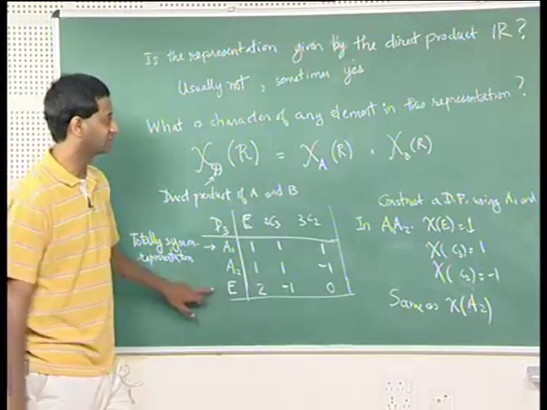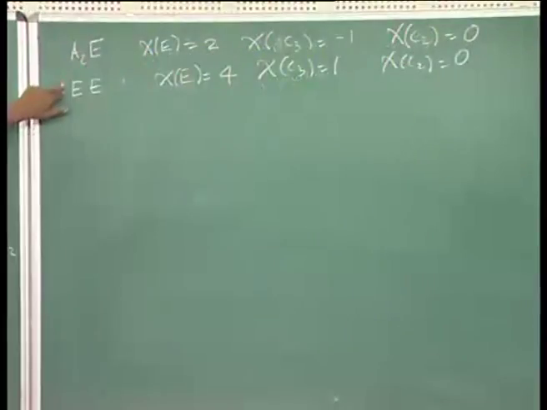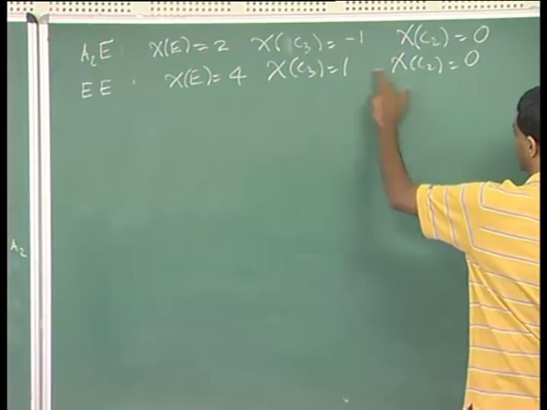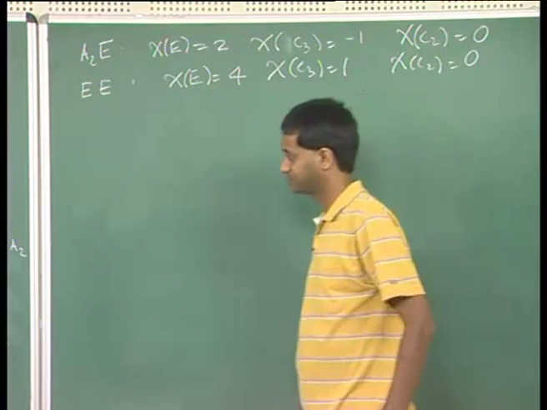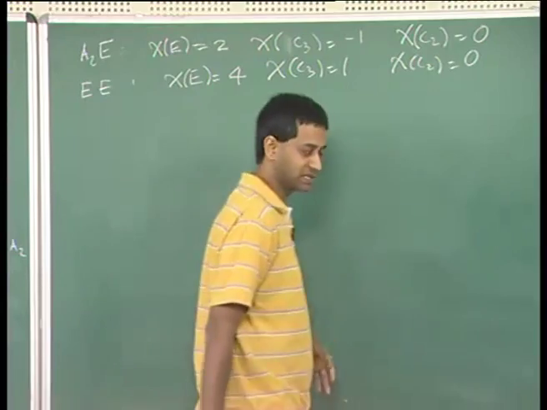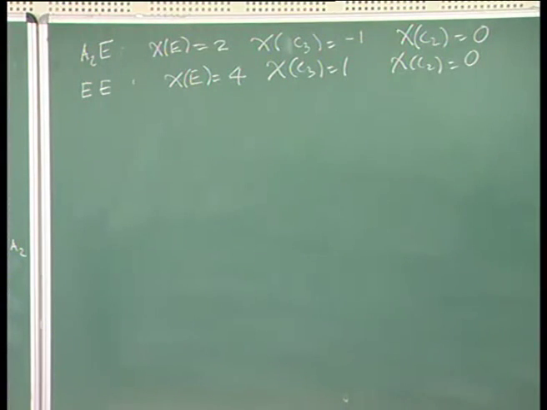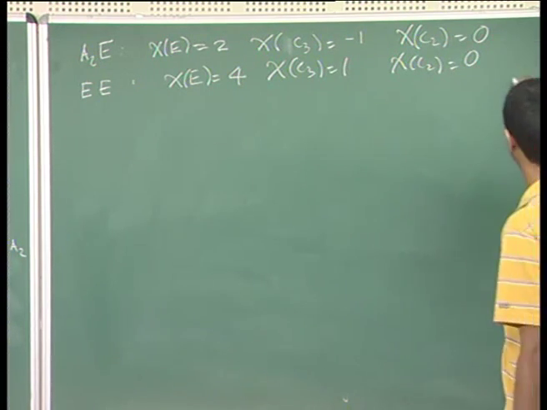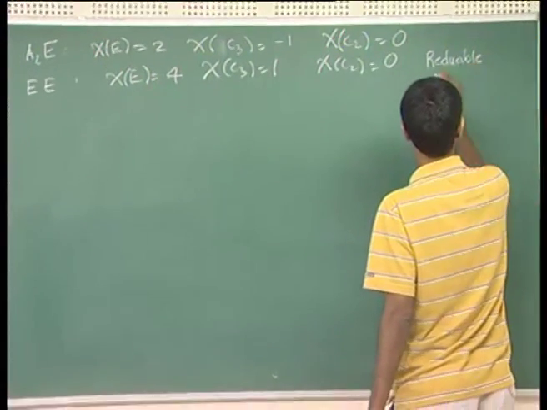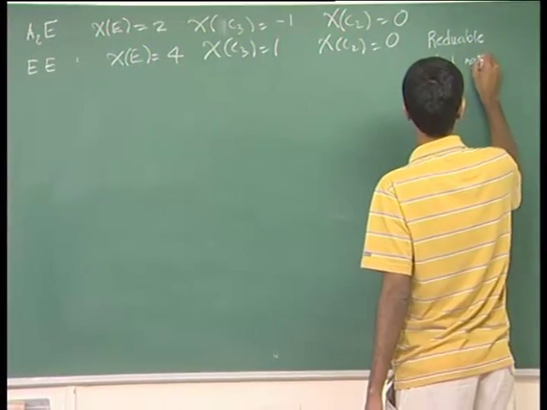The dimensionality of EE, the dimensionality of this representation, is 4. It is a 4 dimensional representation. The character of identity will be 4, character of C3 turns out to be 1, character of C2 turns out to be 0. Clearly, since it is a 4 dimensional representation, it cannot be an irreducible representation. It has to be a reducible representation. Okay, so this is a reducible 4D representation.